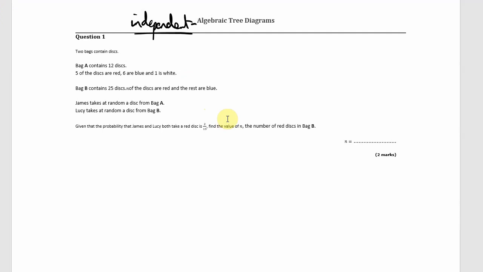Bag A has 12 discs. 5 that are red, 6 that are blue, 1 that are white. And then bag B has 25 discs, where n of them are red, and the rest are blue.